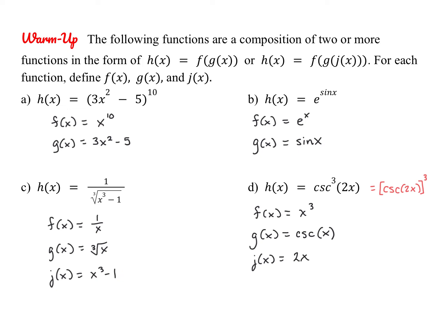And then part D is a little tricky. This is actually three separate functions as well. Remember, when we write cosecant cubed of 2x, it's saying the cosecant of 2x cubed, the whole thing cubed. So if you zoom out, the outermost function would be that cubic function. And then within that, we have our trig function cosecant of x, and then within that, we have our linear function 2x.